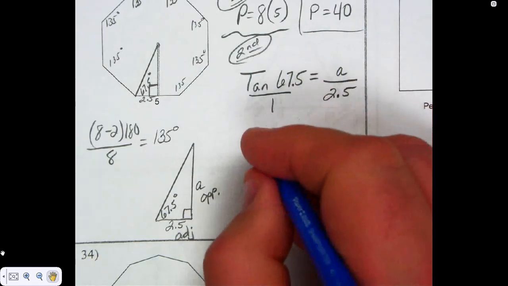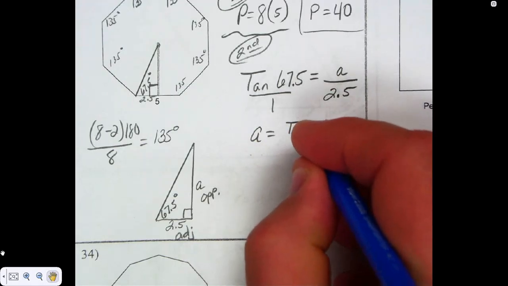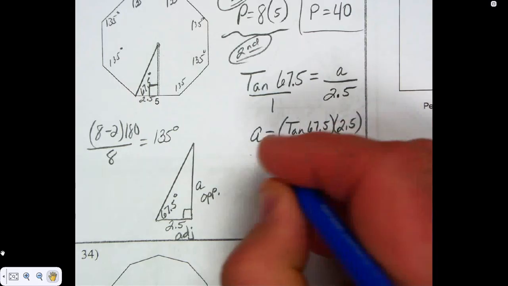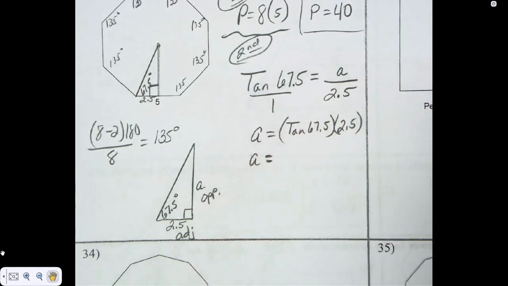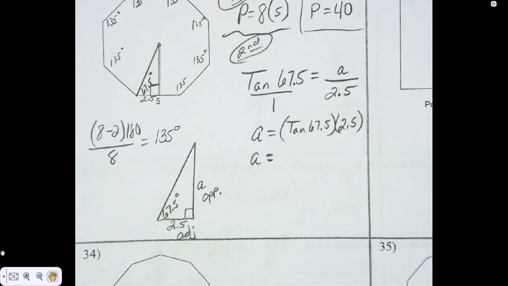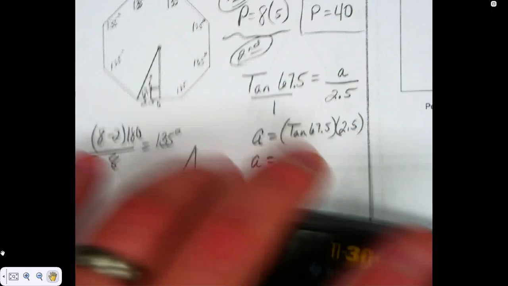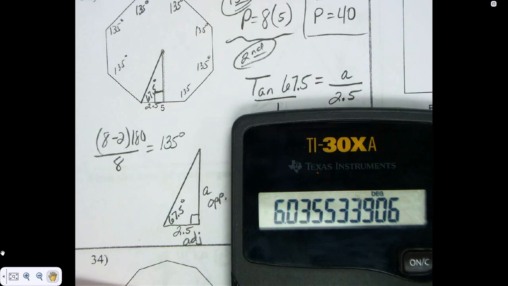Whenever one of these is my unknown, I just put it over 1 and cross multiply. So A is equal to tangent of 67.5 times 2.5. Now here's the deal. All we're finding is the apothem here. I know that we're supposed to round to our tenth in our directions, but to make sure you're accurate enough here, I'd round this to probably 4 decimal places. So when I do this, I'm going to say 67.5 tangent times 2.5 equals, and I'm going to go ahead and make that 6.0355.